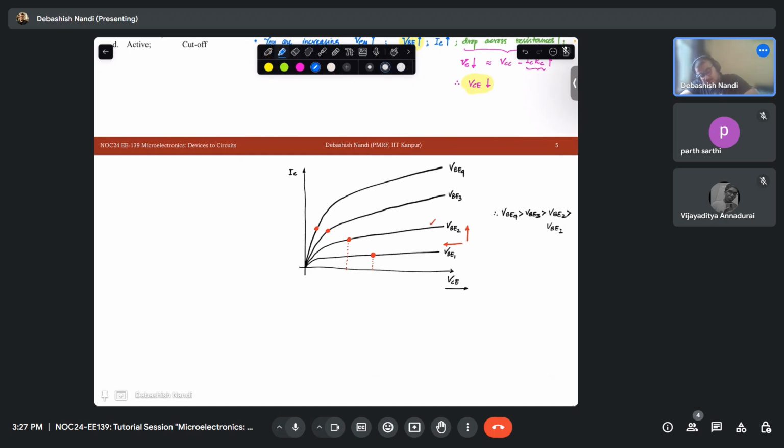Now, when your device was in this place, it was in forward active. As you increase your VBE, your VCE is shifting to the left. Now your device has come to this point. This is your saturation. That means your transistor is no longer acting as an amplifier.